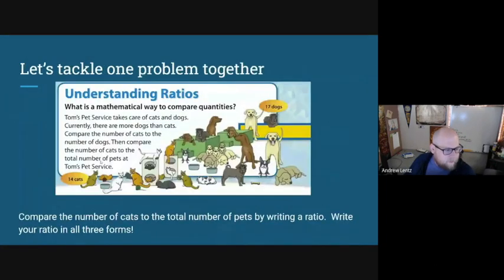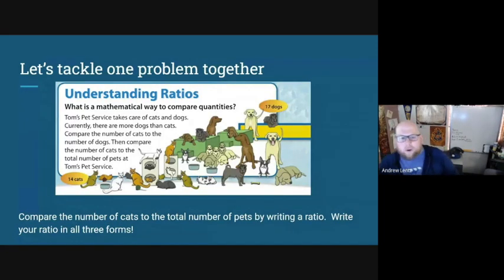Darn it. Okay. So looking at this picture, Tom's Pet Service takes care of cats and dogs. Currently, there are more dogs than cats. Compare the number of cats to the number of dogs. Then compare the total number of cats to the total number of pets. So we're going to just worry about cats to dogs. If we look, we have 14 cats and we have 17 dogs. So I'm going to write a comparison of cats to dogs.